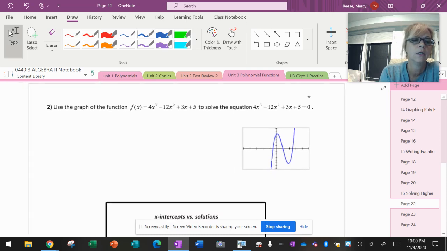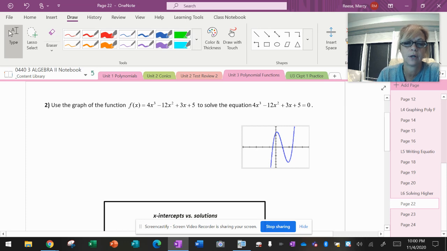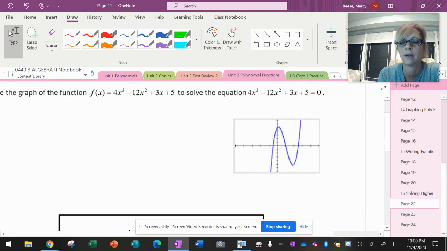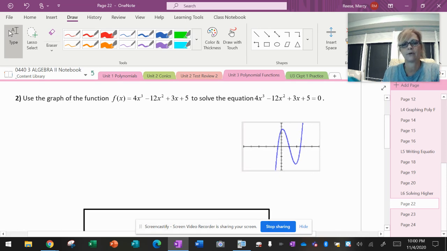using your calculator. Okay, so now it says use the graph of the function. Here I gave you the graph, like on the calculator already. It says use the graph of function f of x to solve, where I took the f of x and made it equal to 0. It's hard to tell, I'll be honest with you, whether this is on an actual integer.